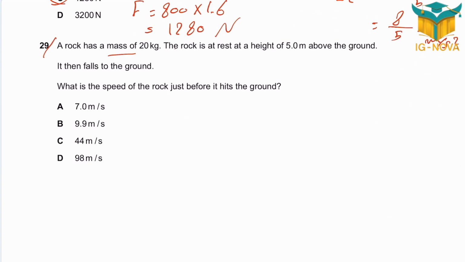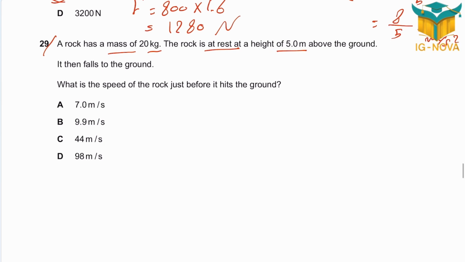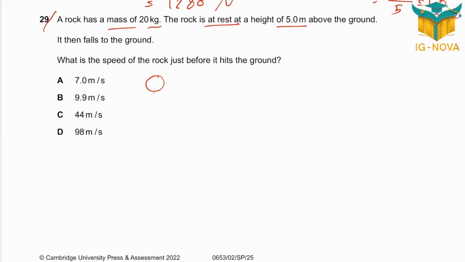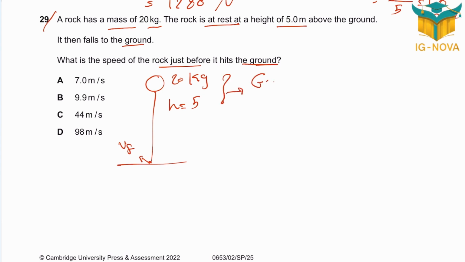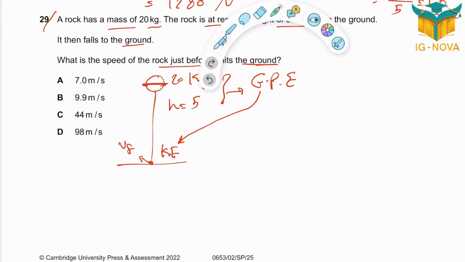Question 29. A rock has a mass of 20 kilograms. The rock is at rest at a height of 5 meters. Here we have a rock of 20 kilograms, h equals 5, and it then falls to the ground. What's the speed of the rock just before hitting the ground? We solved problems like that before. When you need Vf, the technique to solve this is that gravitational potential energy exists at the maximum height. At the end, all this GPE converts into KE. So it's easy to calculate GPE.